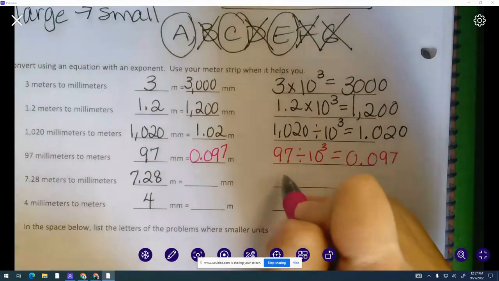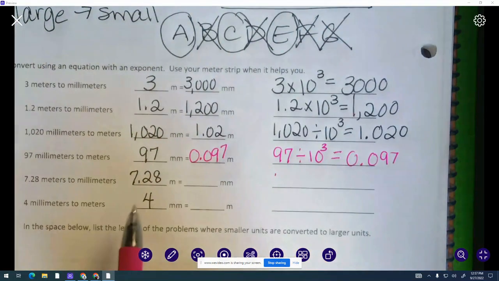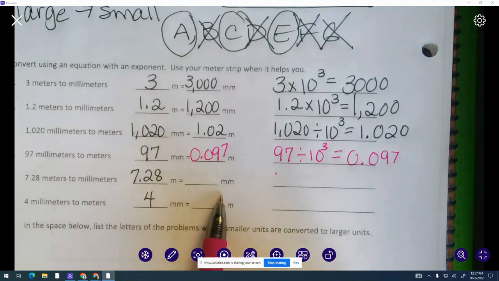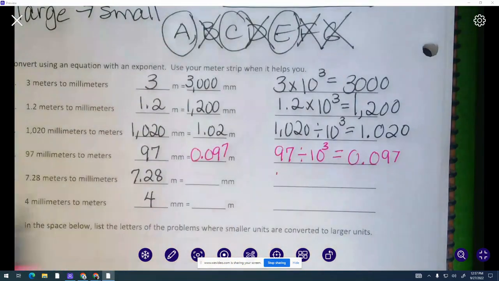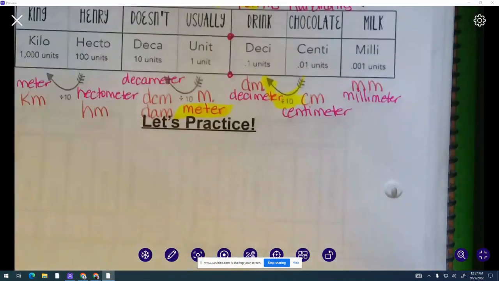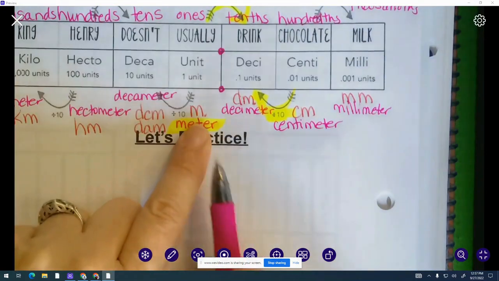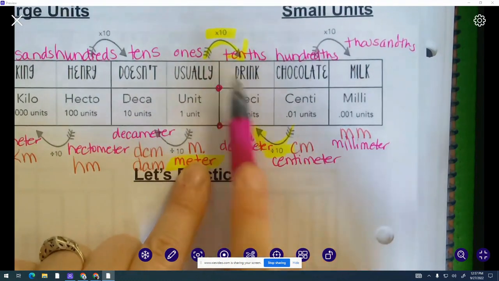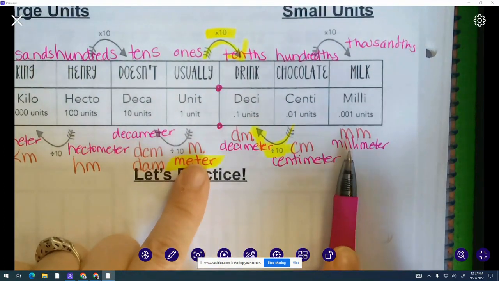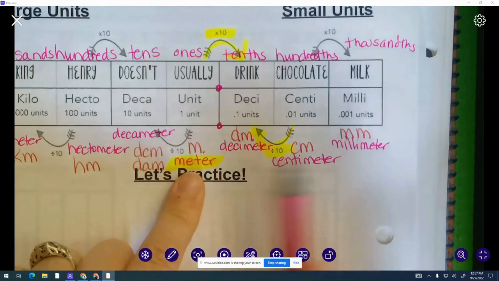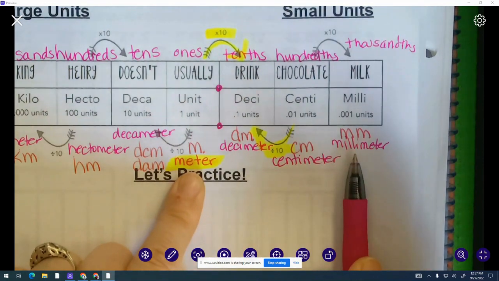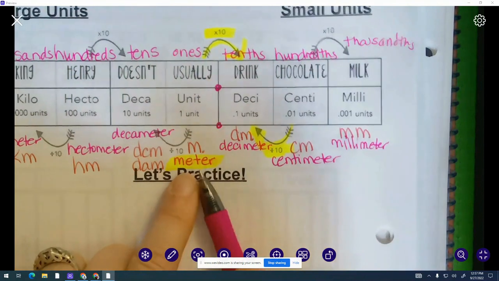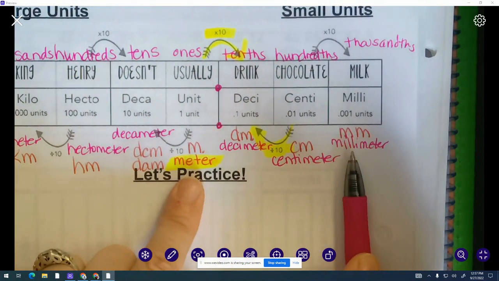Let's go on to the next one. 7.28 meters, and I want to see how many millimeters. Sorry. I am going from meters to millimeters. According to the chart, I'm going to be multiplying. And this makes sense. Meters is a larger unit. It's going to take a lot more tiny millimeters to make up one of these. That's why the number will be larger.